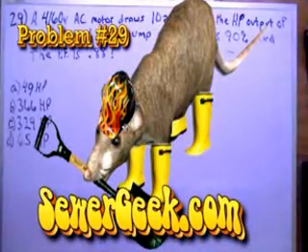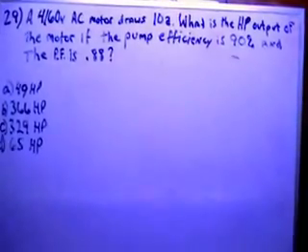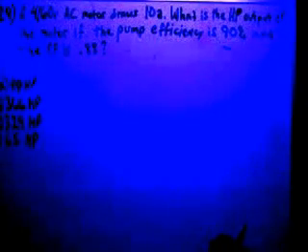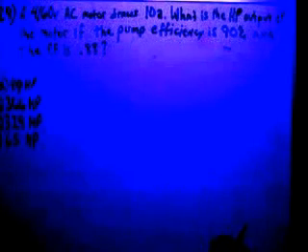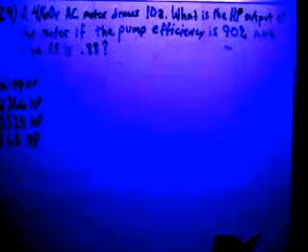Problem number 29, Wastewater Collection Math, SewerGeek.com book. A 4160 volt AC motor draws 10 amps. What is the horsepower output of the motor if the pump efficiency is 90% and the power factor is 0.88?